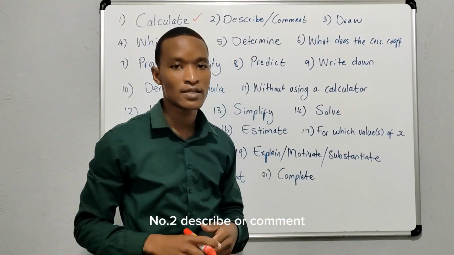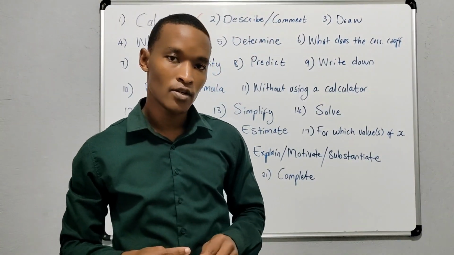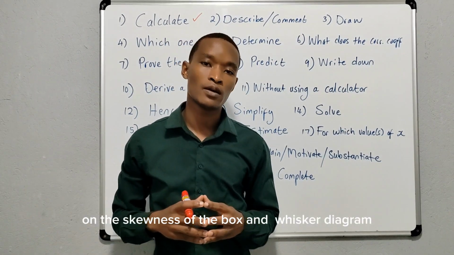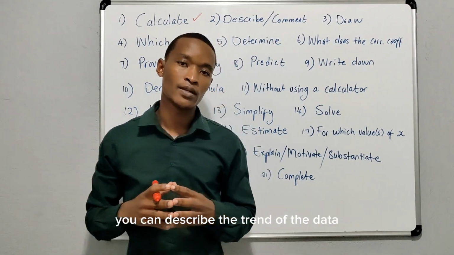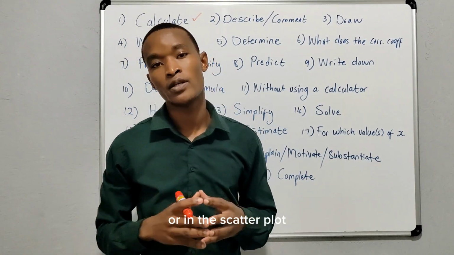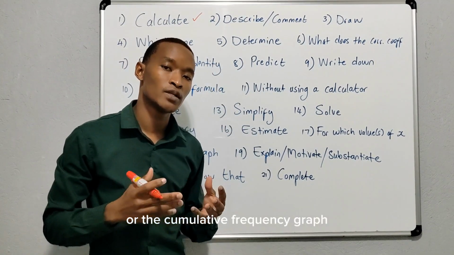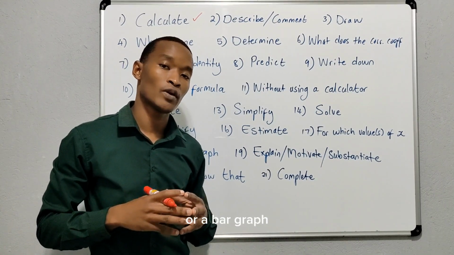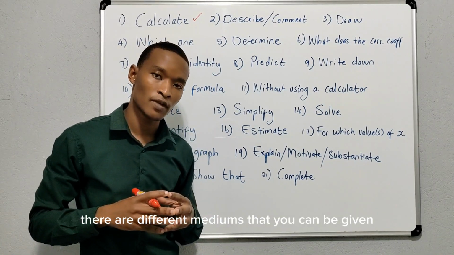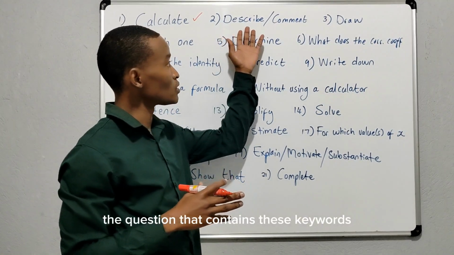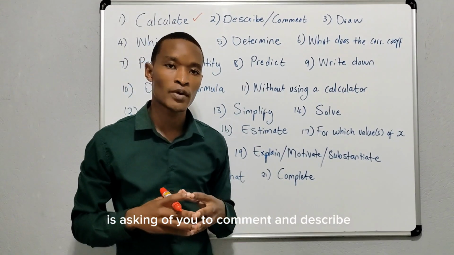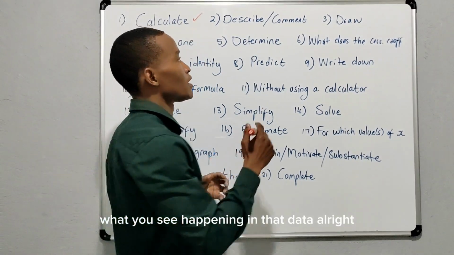Number 2, describe or comment. So you can comment, for example, on the skewness of the box and whisker diagram. You can describe the trend of the data that is represented in the table or in the scatter plot, all right, or the cumulative frequency graph or a bar graph or a histogram. So there are different mediums that you can be given, and the question that contains these keywords is just asking of you to comment and describe what you see happening in that data.